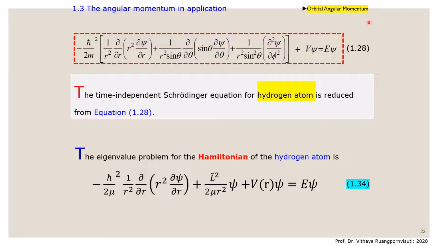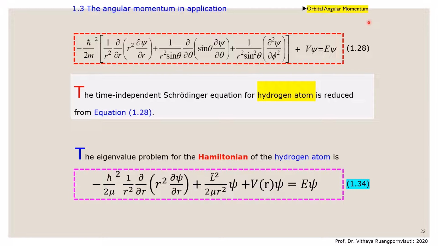The Schrödinger equation is therefore reduced as shown in equation 1.24 for the hydrogen atom. Mu is the reduced mass of the electron, r is the radius. Angular momentum in the z component, Lz is the angular momentum operator of the z component.